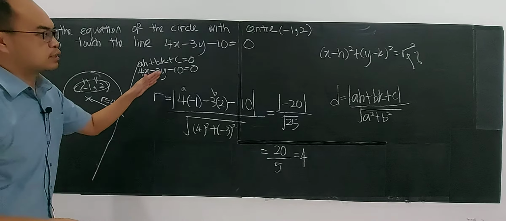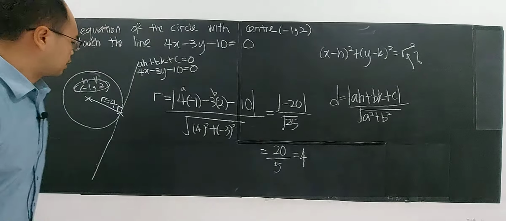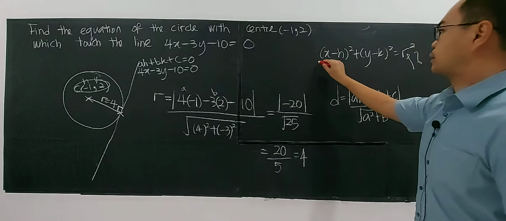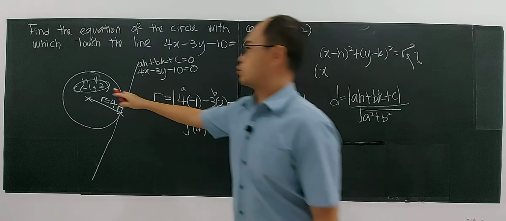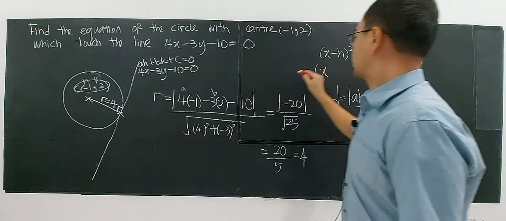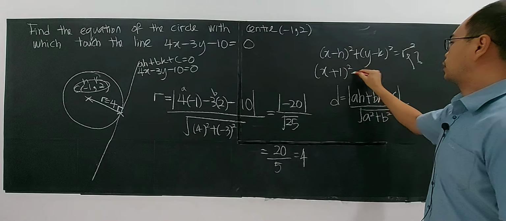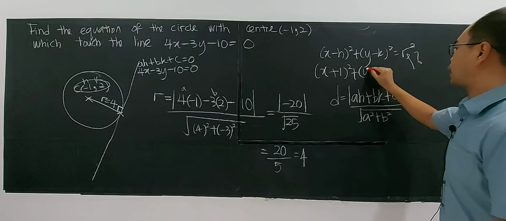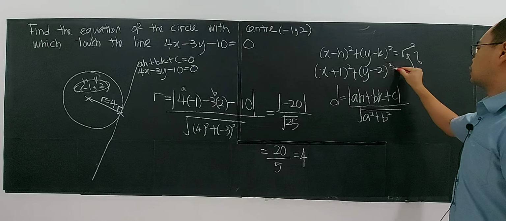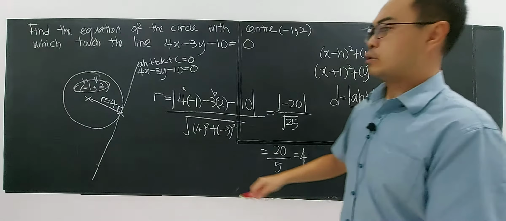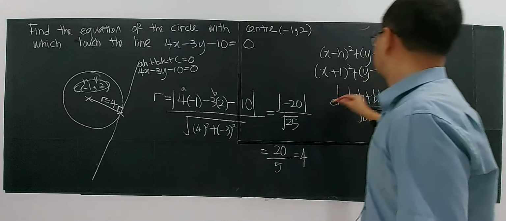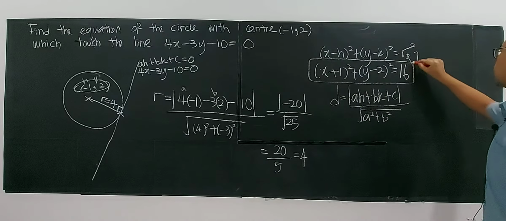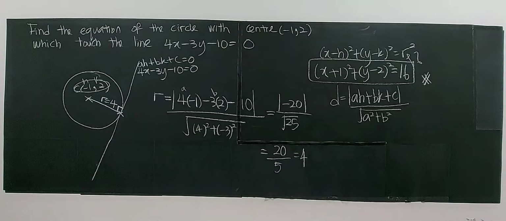With this formula, it is a lot easier. So now you can find the equation of the circle. The equation will be x minus h, where h is -1, so x plus 1 squared, plus y minus k, y minus 2 squared, equals the radius squared. You have to know the radius is 4, so 4 squared gives you 16. So then we have already gotten the equation of the circle.